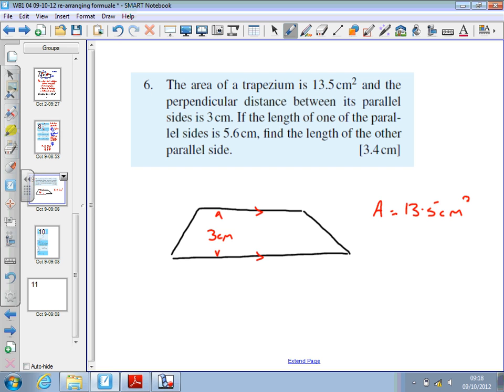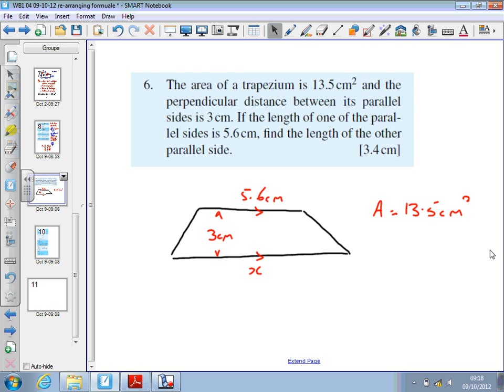If the length of one of the parallel sides is 5.6, but I don't know which one, so let's make it the top one, doesn't really matter. Find the length of the other side. So I'll label the thing I'm after as X. So I've drawn it now and extracted out the information. That sometimes helps me to see where to go with the problem.